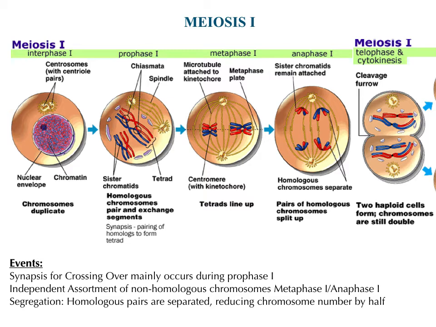So you see metaphase 1, where they're lined up on the metaphase plate, and we have the microtubules attaching to the kinetochore. And then in anaphase 1, you can see where the sister chromatids remain attached, but the homologous chromosomes separate. So this is the big difference from mitosis. In mitosis, we're actually separating the sister chromatids from each other in anaphase, but in anaphase 1 of meiosis, we're separating the bivalents or the homologous chromosomes from each other.